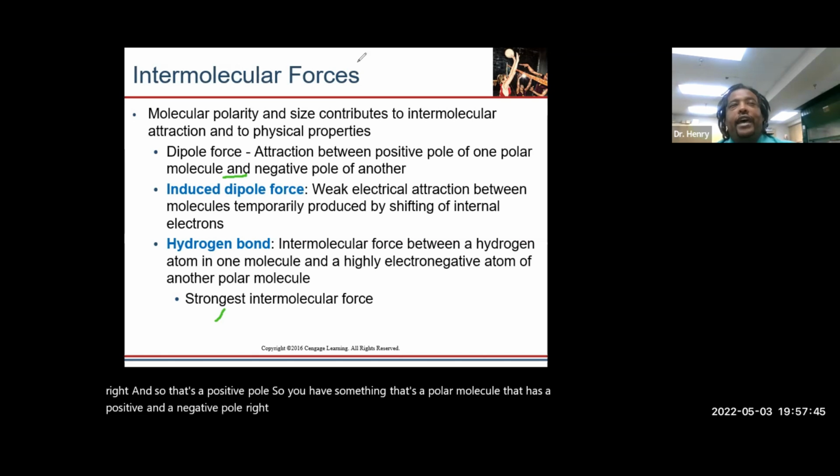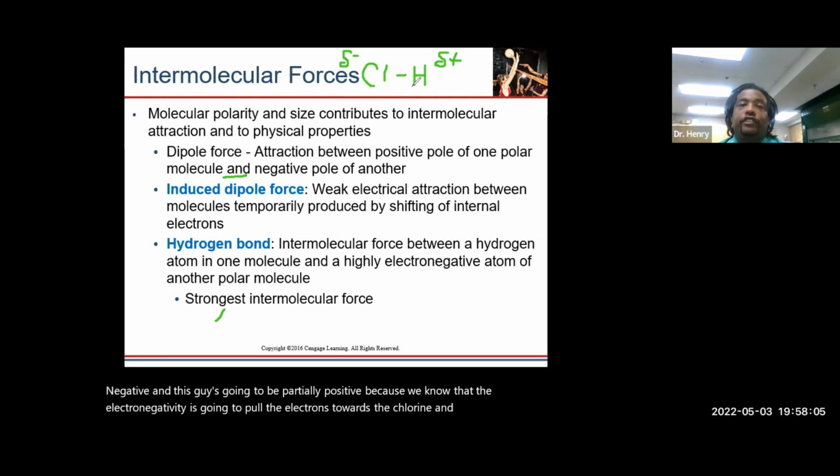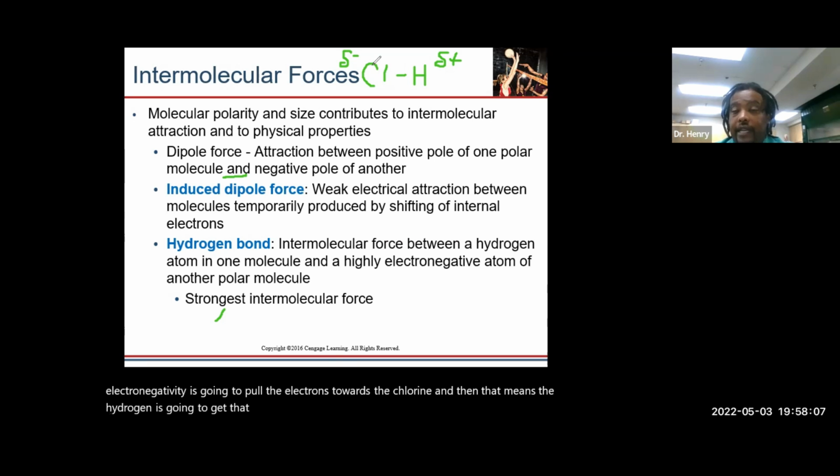So for instance, if we have chlorine and hydrogen, this one is going to be partially negative, and this one is going to be partially positive, because we know the electronegativity is going to pull the electrons towards the chlorine. That means the hydrogen is going to get the electron less than the chlorine, that uneven sharing, right?